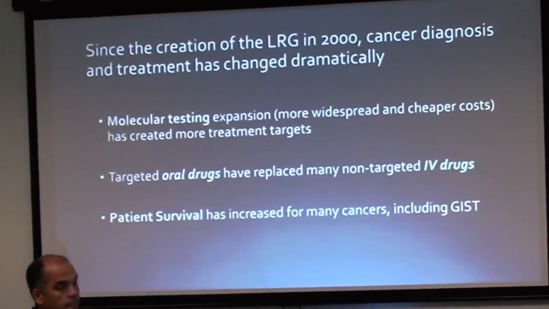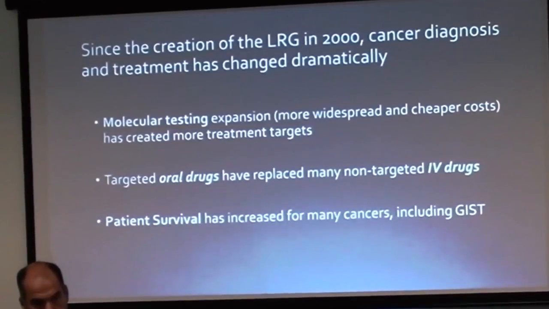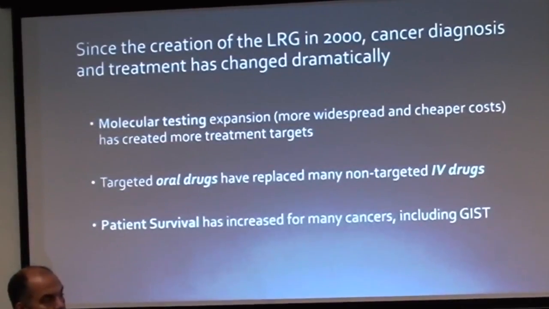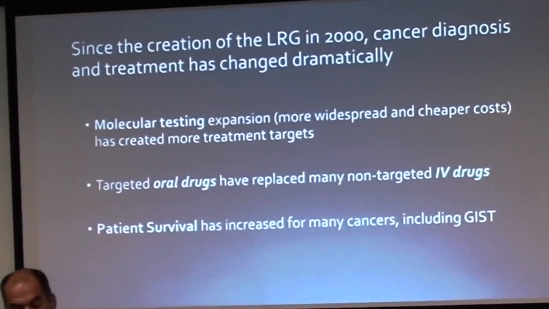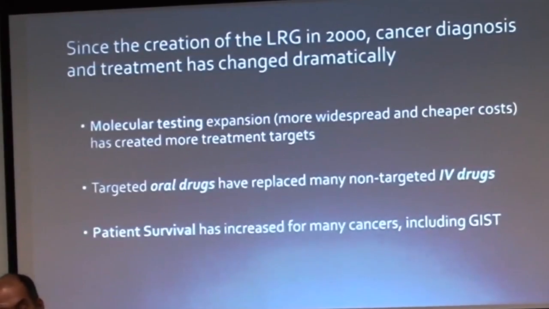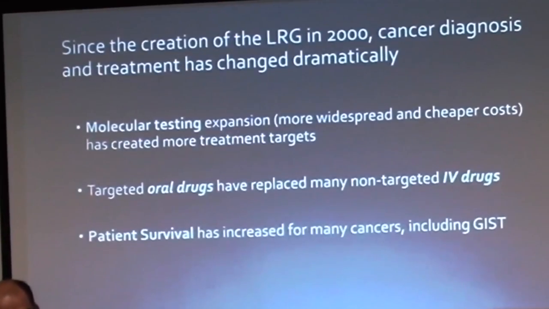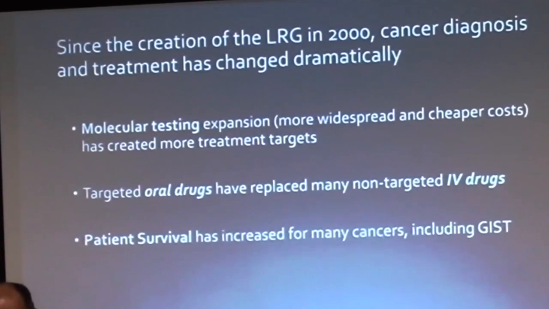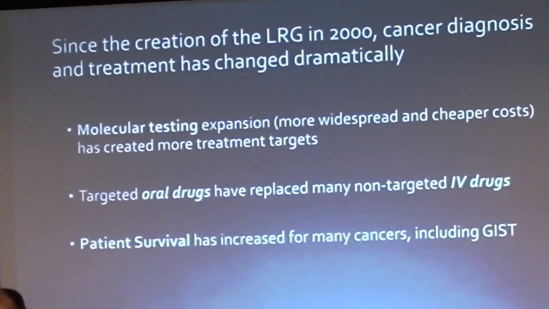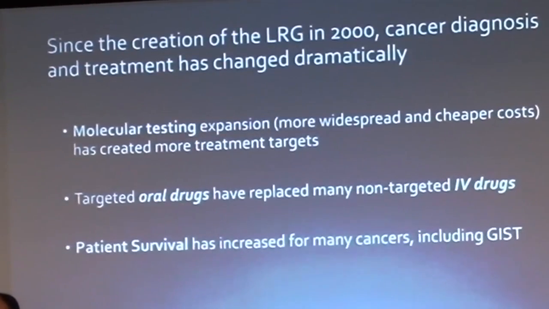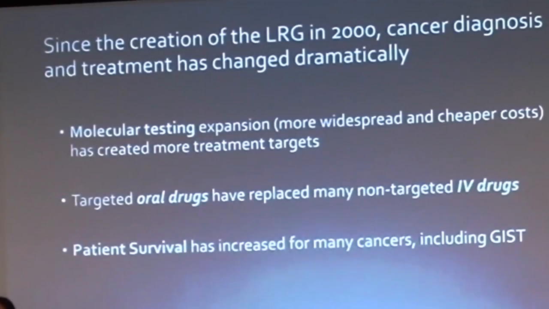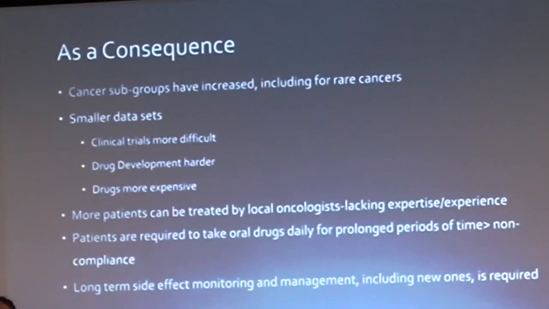The Raft group began life in the year 2000. And what's happened since then? Number one, molecular testing has expanded dramatically. In the year 2000, we were leiomyosarcoma patients who became GIST patients because somebody had a test called CK. We now have oral drugs, and traditionally oral drugs have replaced many targeted IV drugs, and there are consequences to this. And patient survival has increased dramatically for many cancers, including GIST. So that's kind of a background if we're going to start looking at information and evidence.